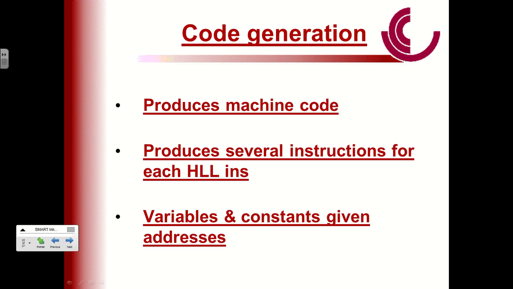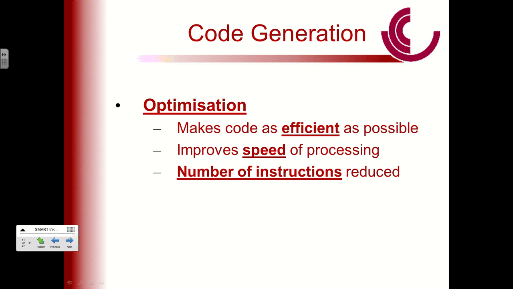How does it make it faster? By reducing the number of instructions. Good work. So optimization makes your code as efficient as possible by reducing the number of instructions. And this improves the speed of your program. Makes your program faster.